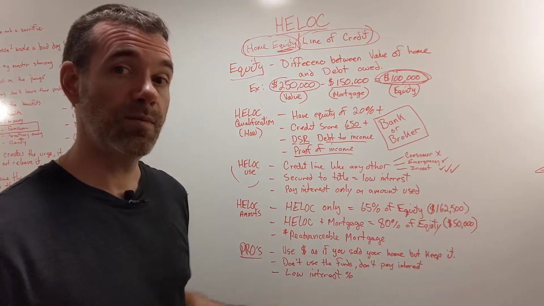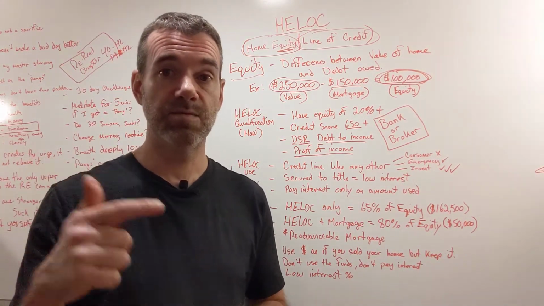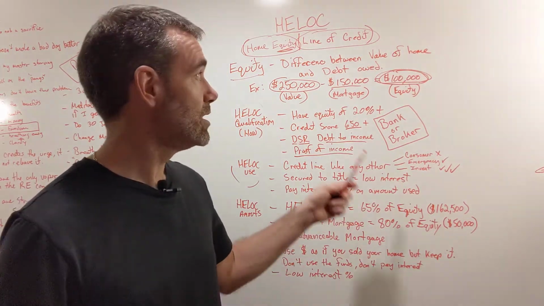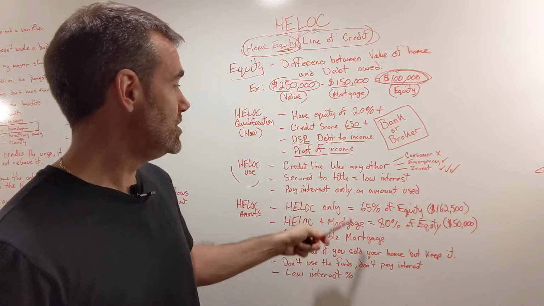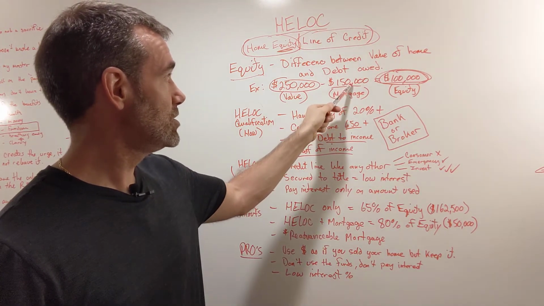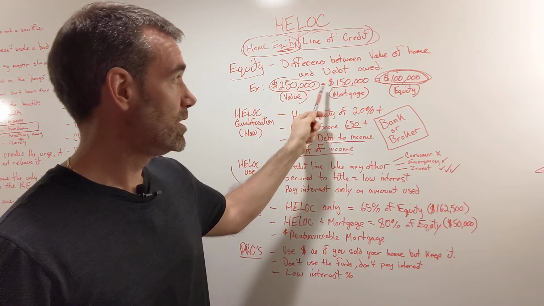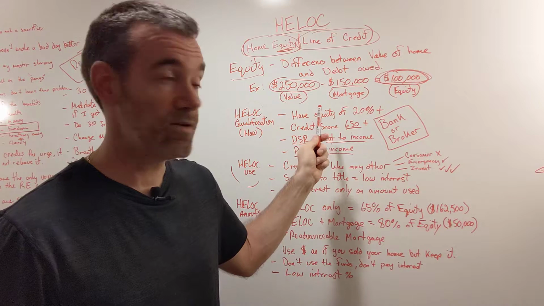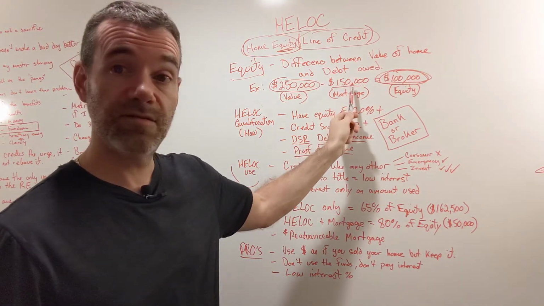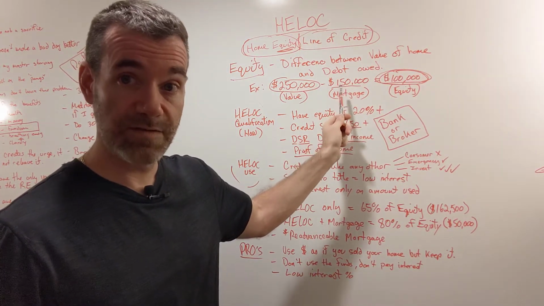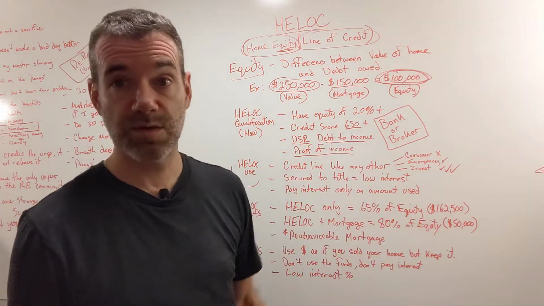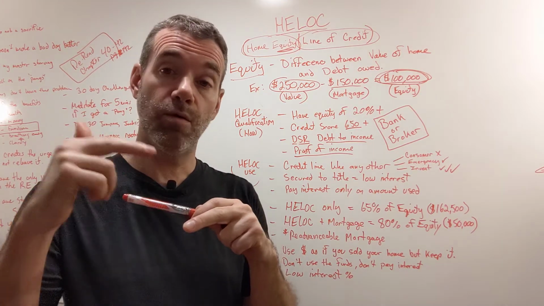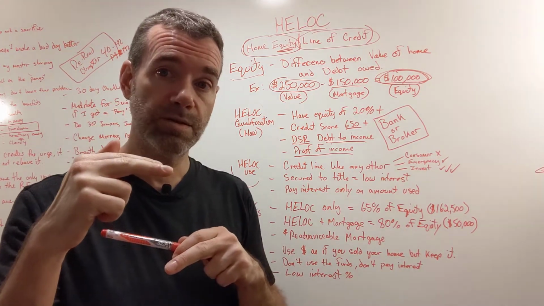If you have a mortgage on your property, you can still get a HELOC for the difference between your mortgage and 80% of your equity. So in this case, 80% of $250,000 is $200,000. Then you subtract the $150,000 mortgage from the $200,000, and that's $50,000. That's the remaining amount you can get in your equity. So you can stack a home equity line of credit on top of a mortgage.